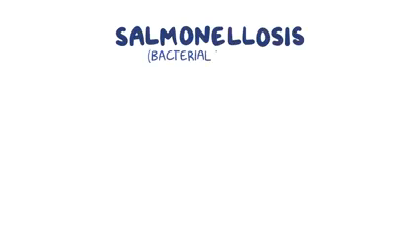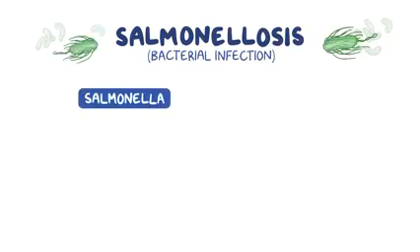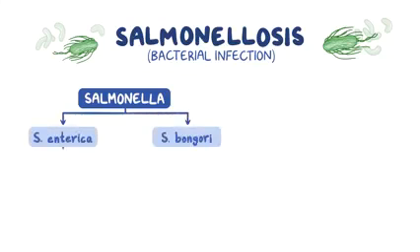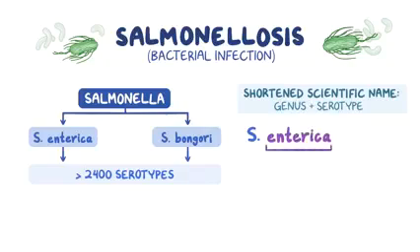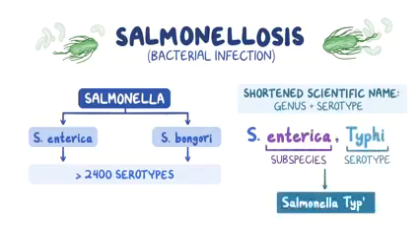Salmonellosis is a bacterial infection caused by Salmonella bacteria, which have two species, S. enterica and S. bongori, and over 2,400 serotypes. Some of those serotypes are named. In such cases, people often shorten the scientific name to include only the genus and serotype. For example, S. enterica, subspecies enterica, serotype typhi, is shortened to Salmonella typhi.